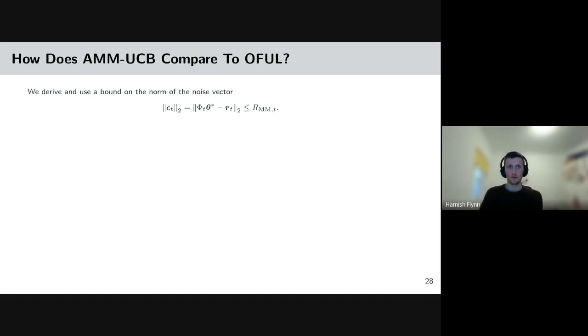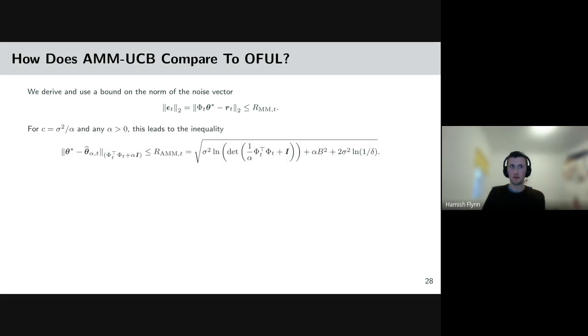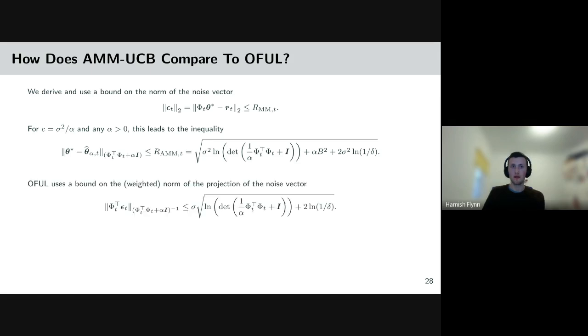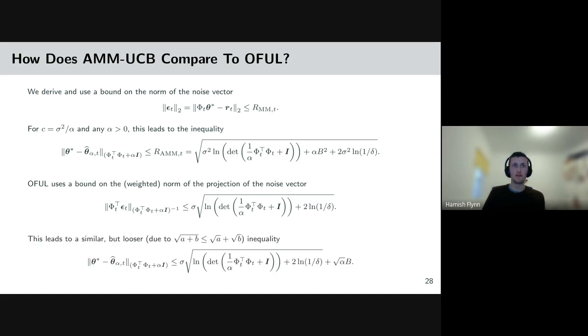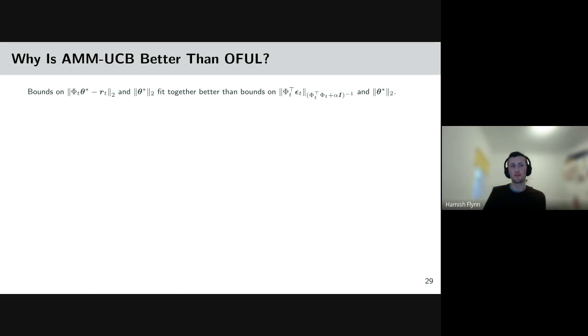So to construct our confidence sets, we derive and use a bound on the noise vector, this bold epsilon t. And from this inequality, we can get a confidence ellipsoid centered at the regularized least squares estimate, which has the following radius. And in contrast, OFUL uses a bound on the weighted norm of the projection of the noise vector, which looks like this. And this leads to a very similar but slightly looser confidence ellipsoid. So in the radius of this confidence ellipsoid, the log determinant and the B squared terms appear under separate square roots. So the natural question to ask now is, why do we have everything under one square root and why doesn't OFUL?